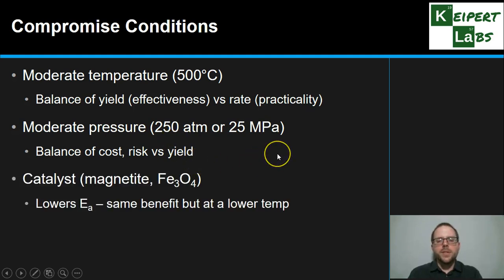And we also then make use of a magnetite catalyst because it lowers our activation energy. That is, we get the same benefit in terms of rate and yield, but at a lower temperature, because more particles possess enough kinetic energy to pass the threshold when we've lowered the threshold. You think about that idea of taking a high jump bar and then you lower it right down. It's a lot easier to get over that bar when we change how easy it is. So these are some of the compromise conditions that we use industrially during the production of ammonia in the Haber process.